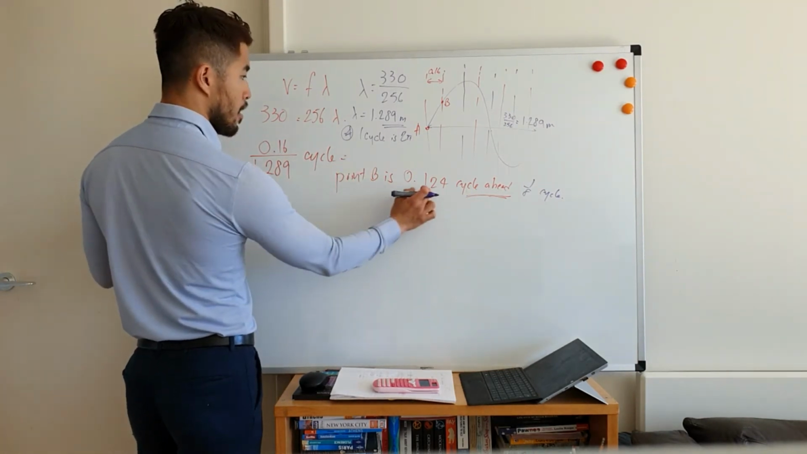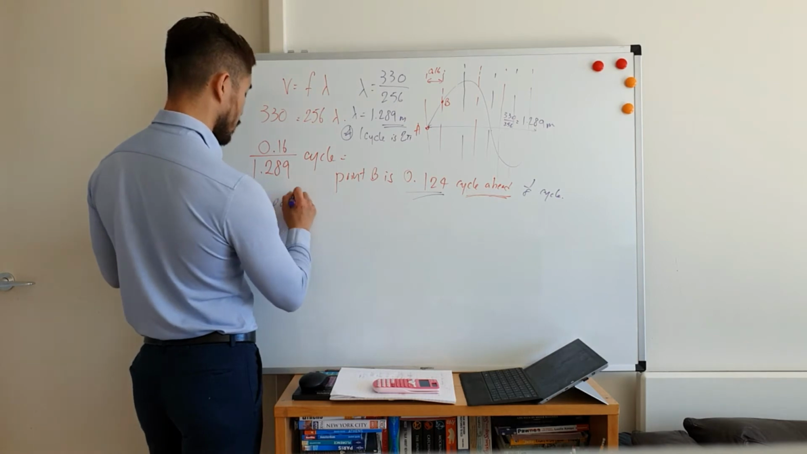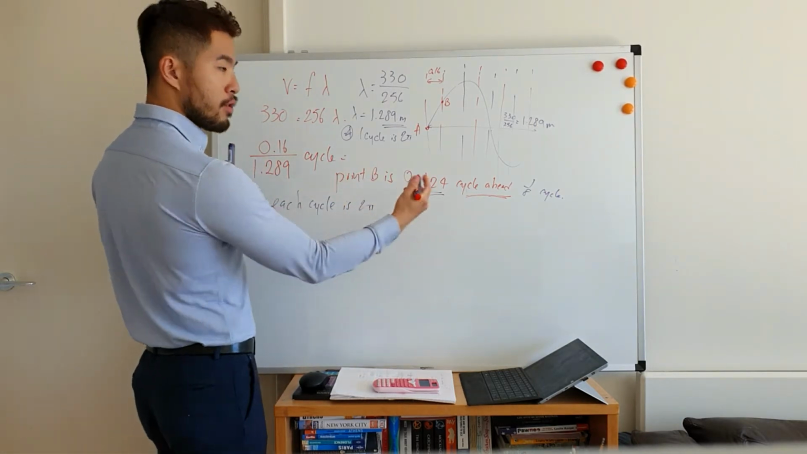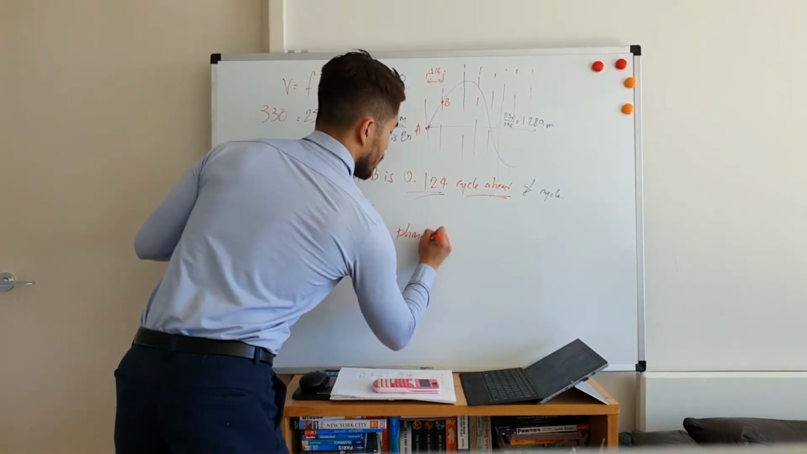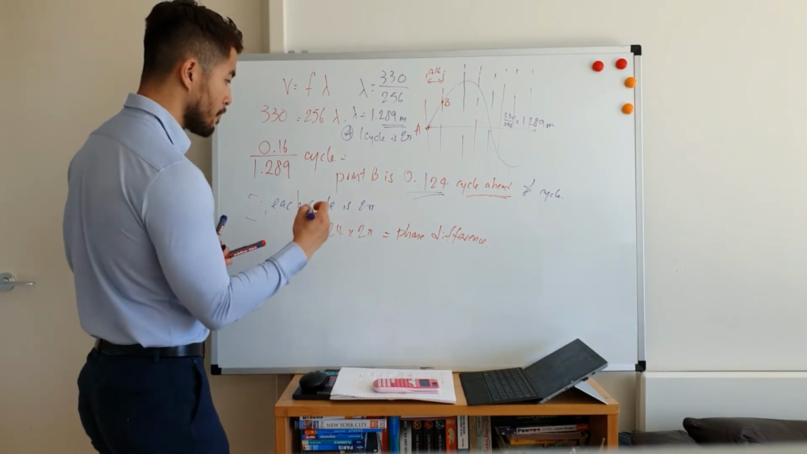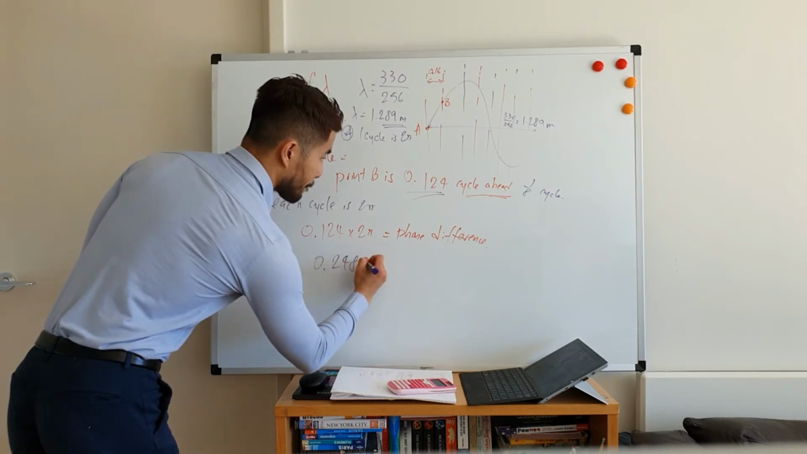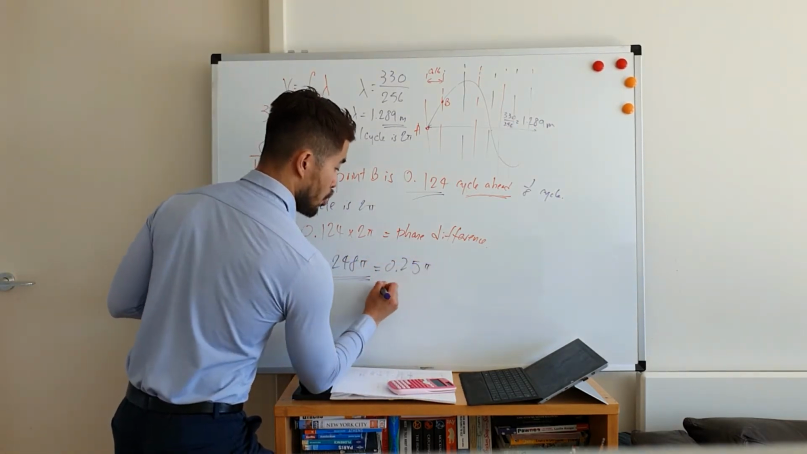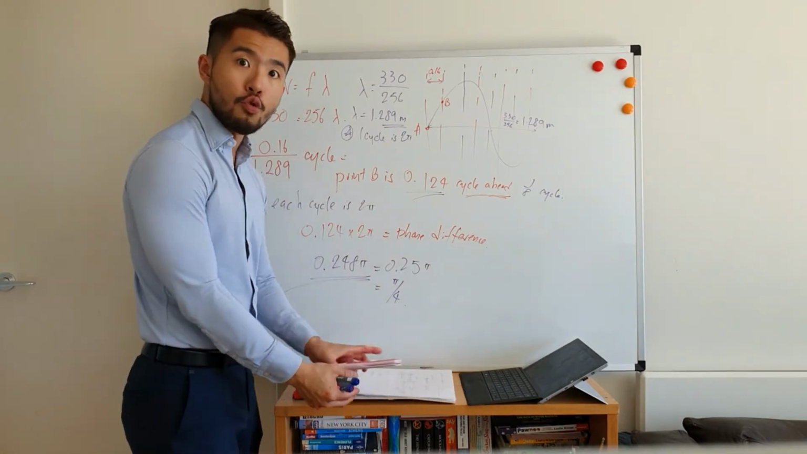So point B, in terms of pi, how many cycles is that? Each cycle is 2 pi. So this 0.124 times 2 pi will give us the phase difference. We are not doing it in terms of cycle now, we are doing this in terms of pi. So in here, this is going to give us 0.248 pi, which is around 0.25 pi, which is pi over 4. Hence the answer. This is how you turn from phase difference to path difference.